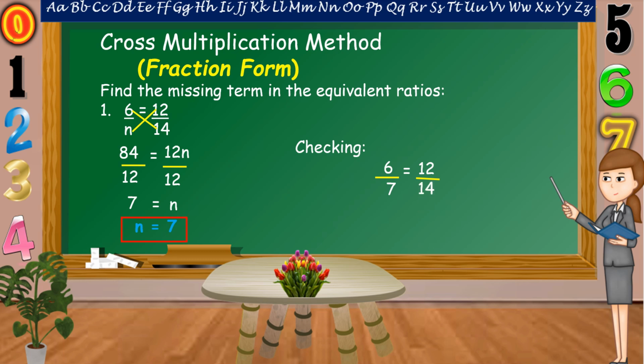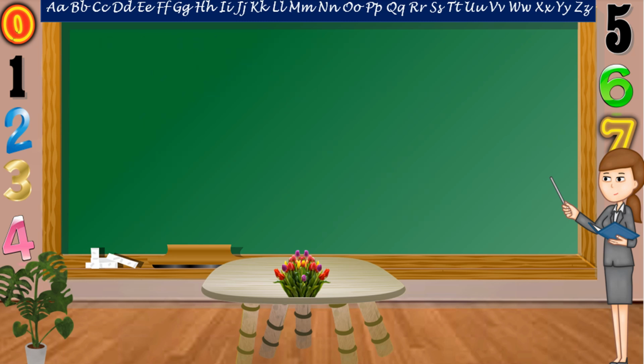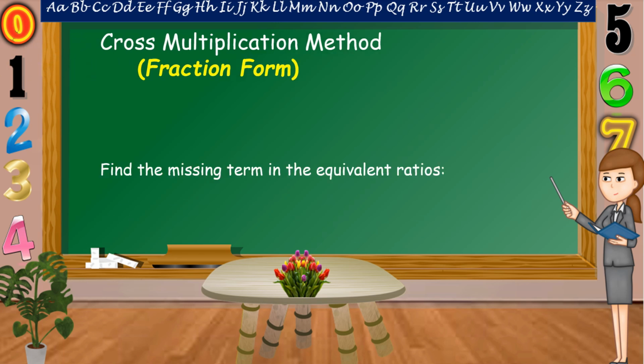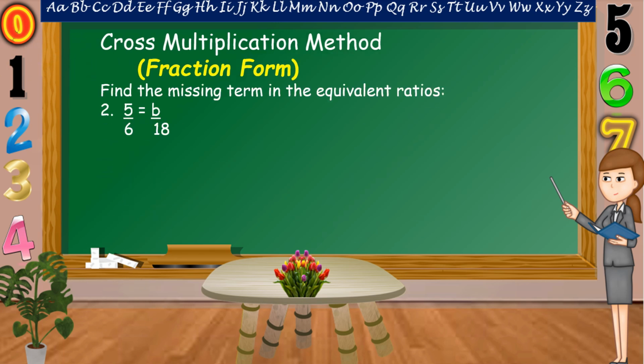12/14, and we cross multiply. 6 times 14 is equal to 84, and 7 times 12 is equal to 84. Therefore, the value of n, which is 7, is correct. Another example. 5/6 is equal to b/18.